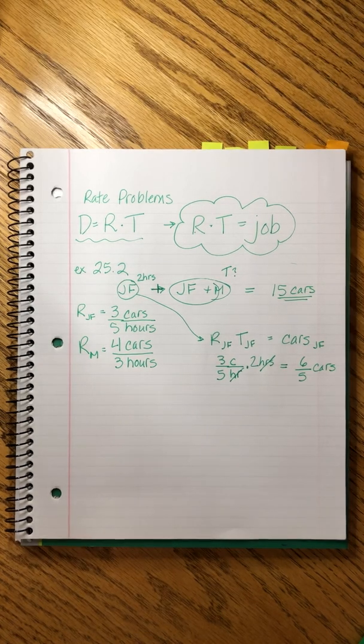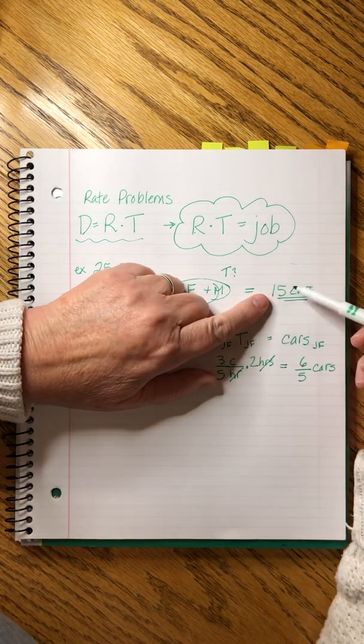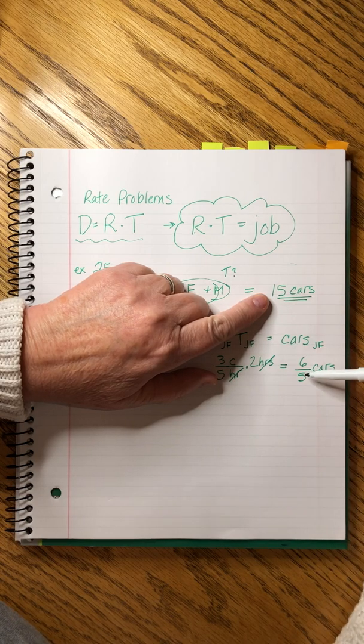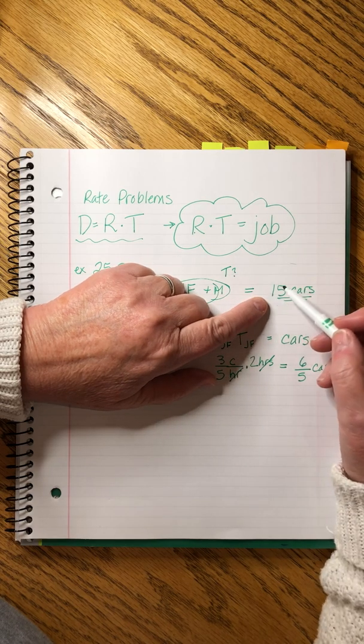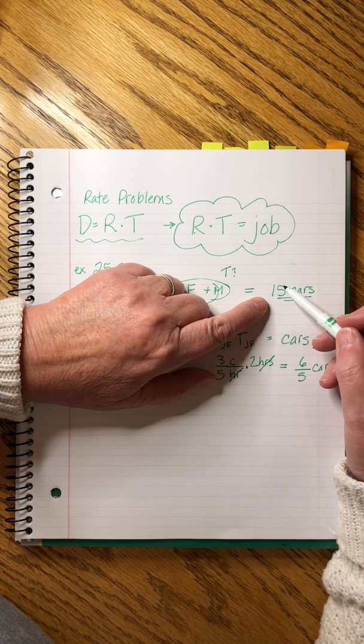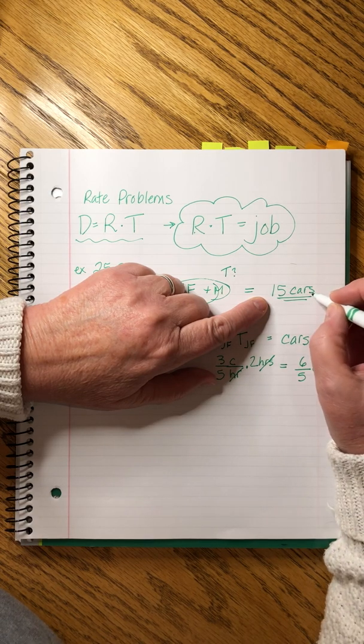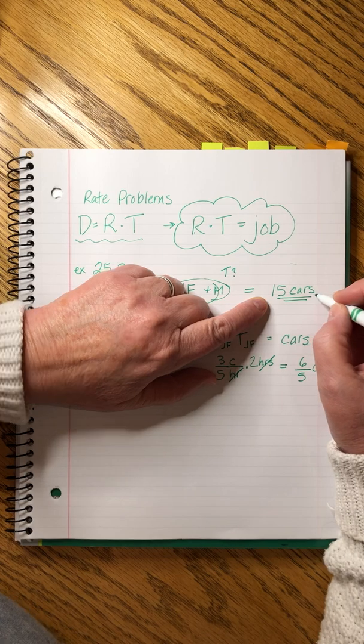But what it tells us is that of the 15 cars that they have to wash, he will have finished that many. So what will be left? 15 minus 6/5. All right, let's change this into a fraction with a 5 on the bottom. That would be what?